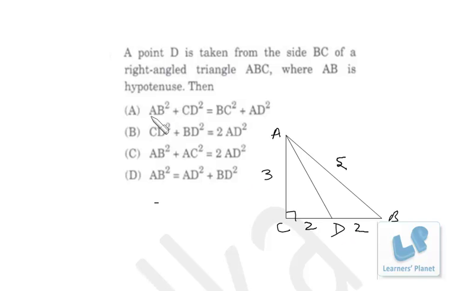Okay. So now what? AD will be what? See, this is also a right angle triangle. So 9 plus 4, AD will be root 13. Okay. Now we have got all the values. Now put up the values. AB square is 25. CD square is 4, BC square is 16 and AD square is 13. So 25 plus 4, 29, and 16 plus 13 is 29.